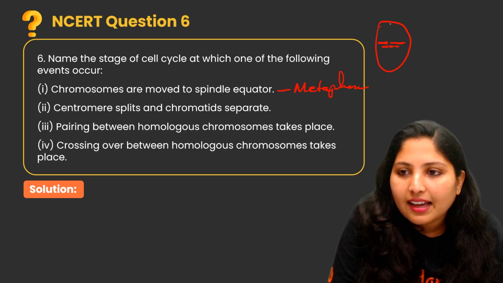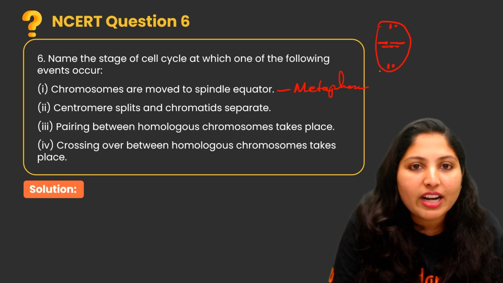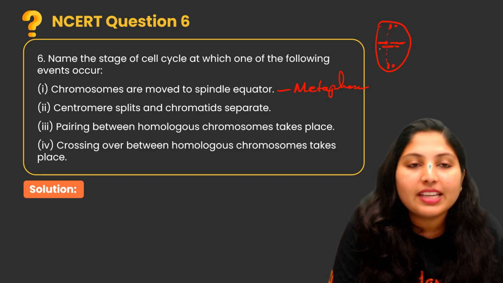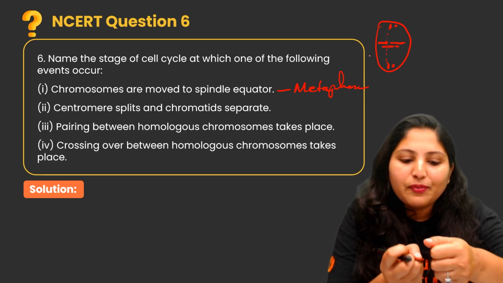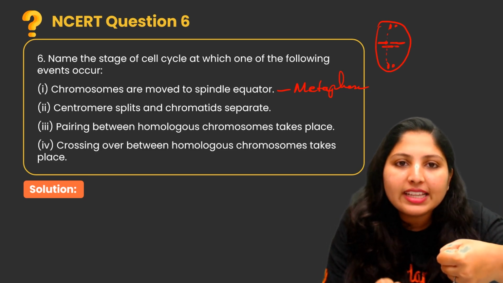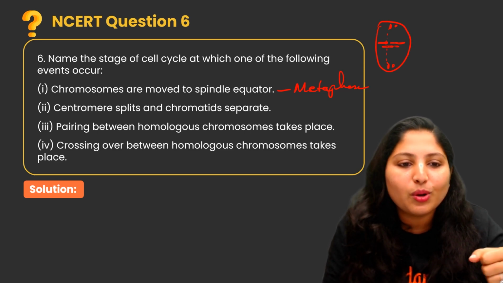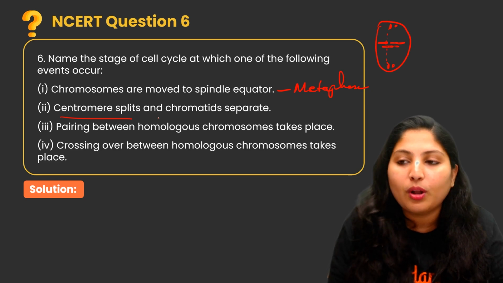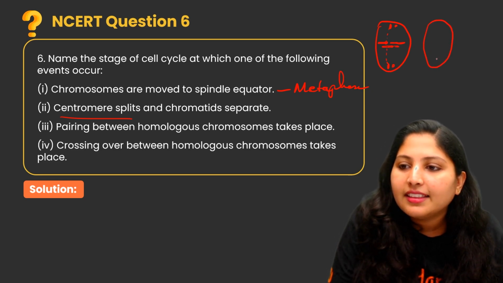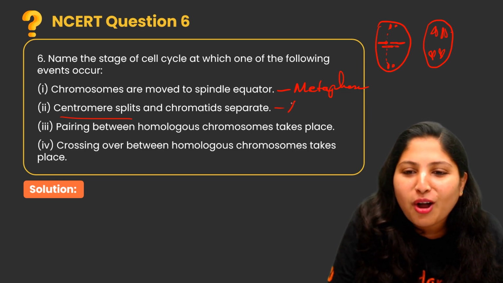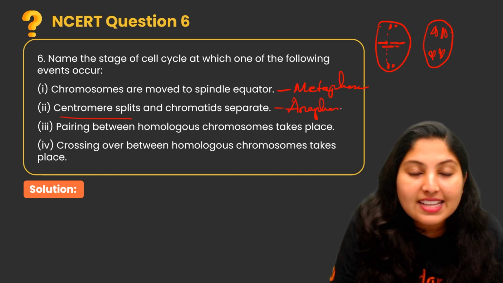The second one: centromere splits and chromatids separate. That means in the next stage, what happens? The spindle fibers come and attach to the centromere, and pull from each side, right? The spindle fibers pull the chromosomes from each side, so that the centromere splits and chromatids move to opposite poles. So now we can see the chromatids moving to the opposite pole. In which stage do we see this? That is known as anaphase.